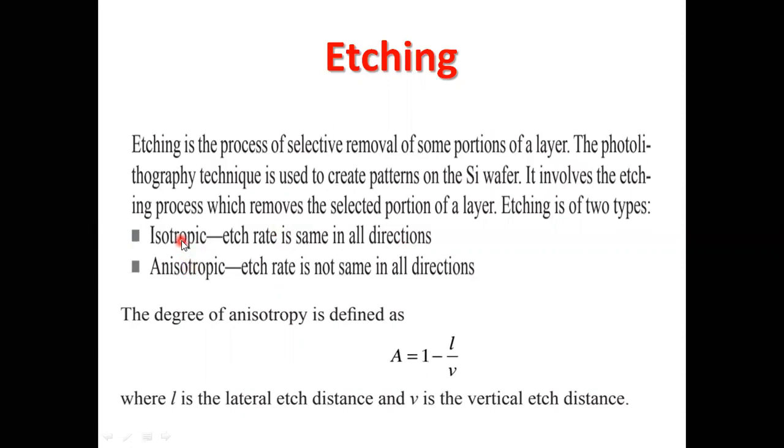What happens in an isotropic etching? The etch rate is the same in all directions, and in anisotropic etching, the etching rate is not the same in all the directions. Now, the degree of anisotropy is defined as A = 1 - L/V, where L is the lateral etch distance and V is the vertical etch distance.